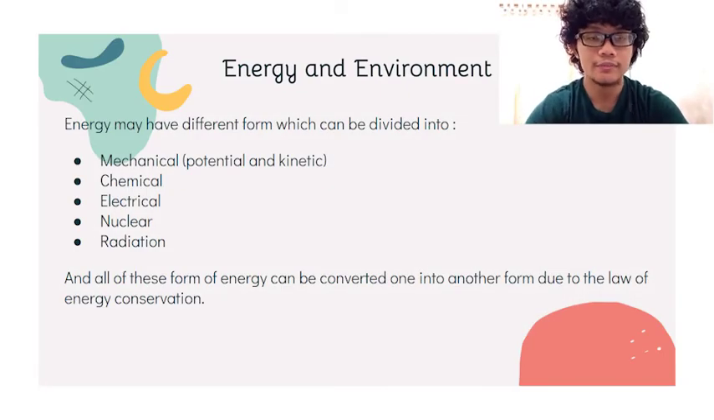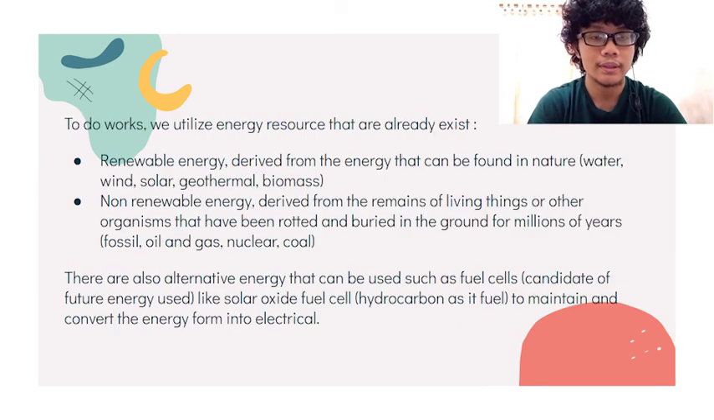In energy and environment, according to the law of conservation of energy, energy cannot be created or vanished, but it can be changed into another form, and there are several forms of energy that we usually use for humankind's needs or work. The first is mechanical energy, the second is chemical energy, and then electrical energy, nuclear energy, and so on. All of this energy we can utilize in our daily needs or work.